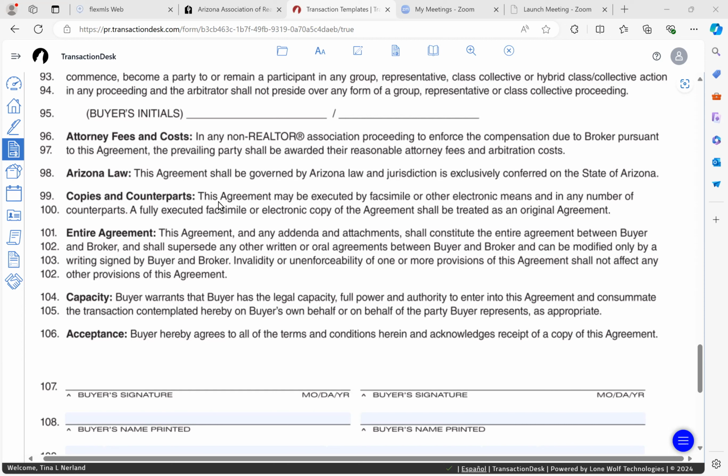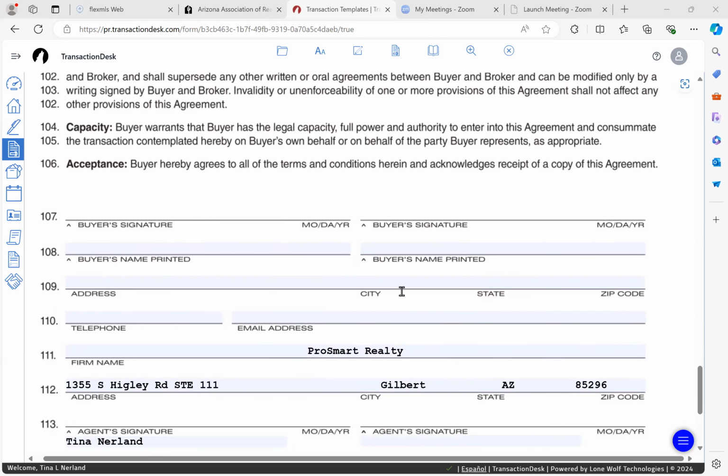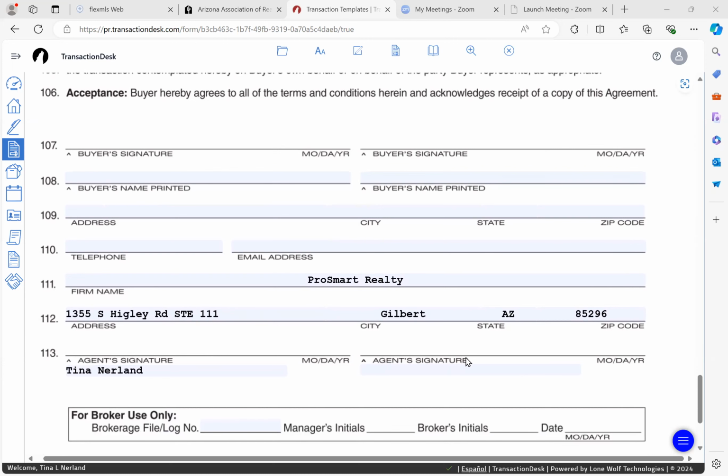Invalidity or unenforceability of one or more provisions of this agreement shall not affect any other provisions of the agreement. Capacity. Buyer warrants that buyer has legal capacity, full power, and authority to enter into this agreement and consummate the transaction contemplated hereby on buyer's own behalf or on behalf of a party buyer represents, as appropriate. Acceptance: buyer hereby agrees to all terms and conditions herein and acknowledges receipt of a copy of this agreement. Buyer's information, buyer signs, our information goes here and we sign.